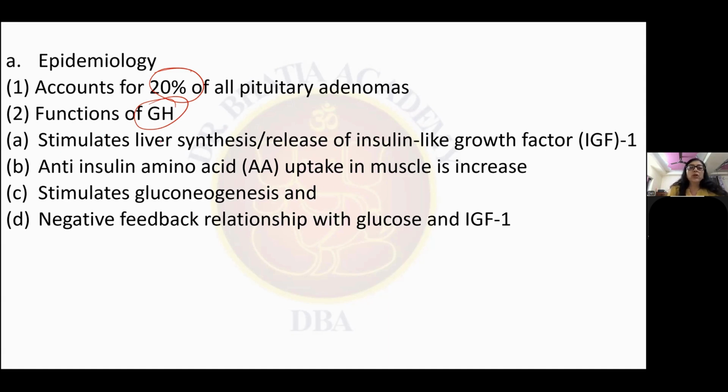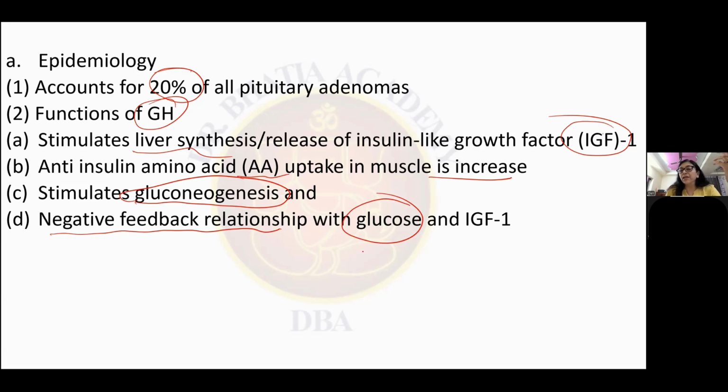Excess growth hormone will go and stimulate the liver synthesis of IGF-1, that is insulin-like growth factor 1. Now, anti-insulin amino acid uptake in muscles also is increased. It stimulates gluconeogenesis. We all know GH is going to produce more glucose. There is insulin resistance and there is hyperglycemia. So it produces gluconeogenesis. Then there is a negative feedback relation.